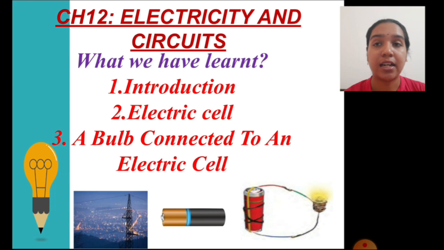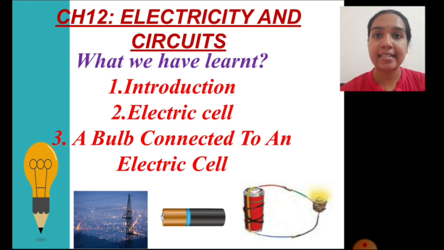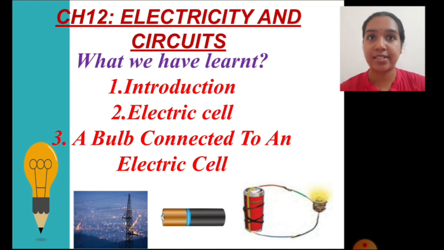We have seen a brief introduction of this chapter where we learned the importance and uses of electricity. We understood the exterior and interior features of an electric cell, where we learned that the two terminals of the cell are the positive and negative terminals. We learned about the design of a torch bulb also.